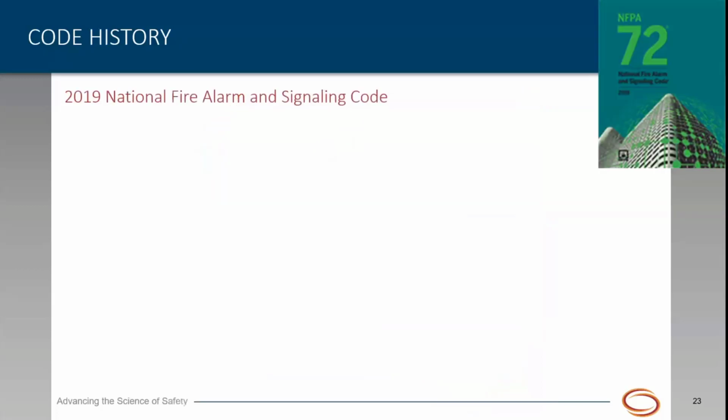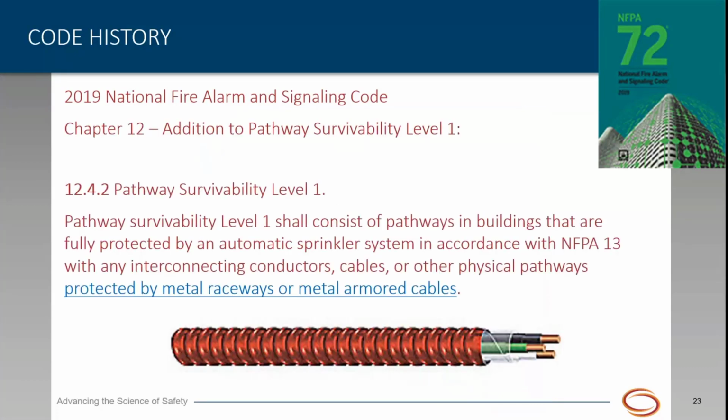Now, for the 2019 edition, Chapter 12 adds the use of metal armored cable to the Level 1 definition. We've seen an increase in recent years in metal armored cable as an option instead of installing things in metal raceway. So that is now allowed at that Level 1 survivability level.